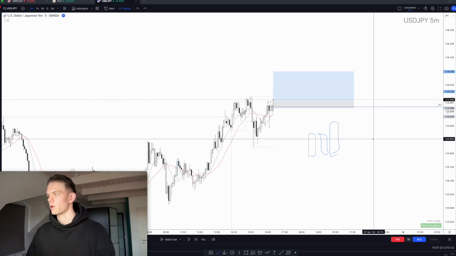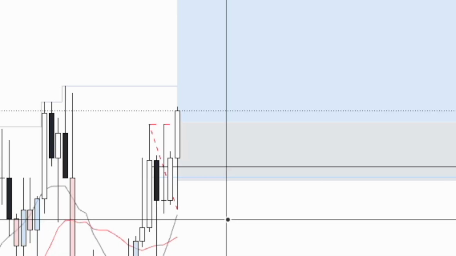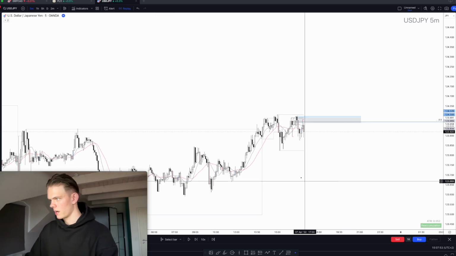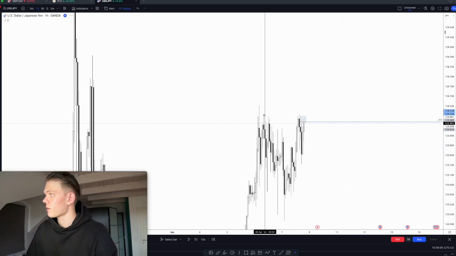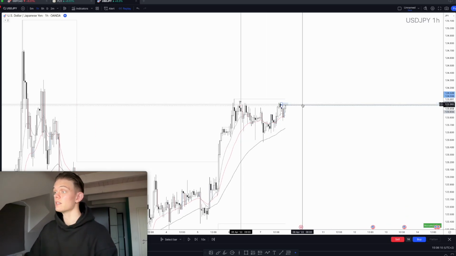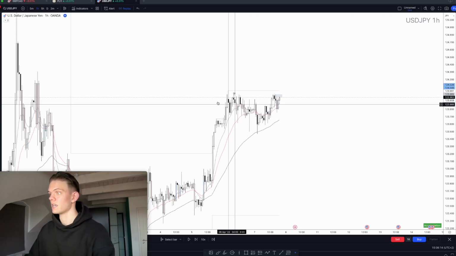That is basically what I'm watching for, and that's our unmitigated portion of price. And that's a -1. Perfect. Double check with the 1 hourly if everything was in line. That was perfect. This trade was perfect. Like perfect.